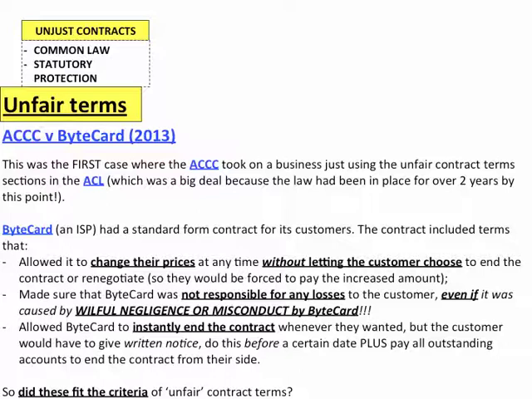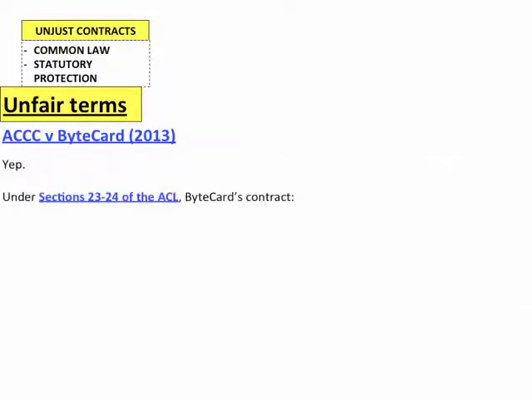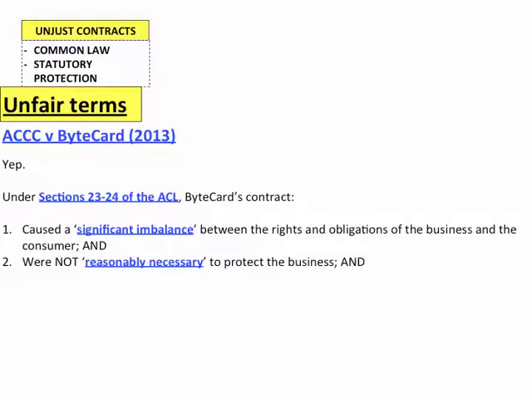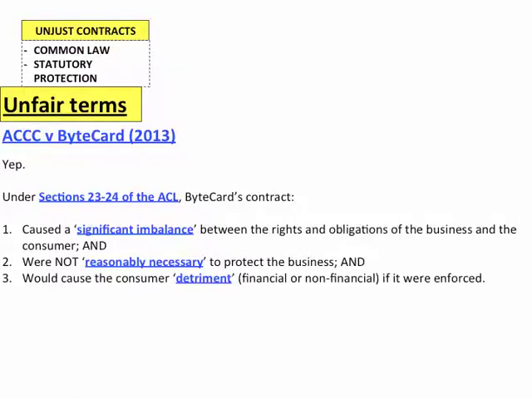It's under sections 23 and 24 of the Australian Consumer Law. ByteCard's contract, yes, it did cause a significant imbalance. Yes, it wasn't reasonably necessary to protect the business. It wasn't reasonably necessary to say that we are responsible for nothing ever. That's not necessary to protect the business. So yes, there was an imbalance. No, it was not reasonably necessary. And yes, it would cause the consumer detriment if it were enforced. If you enforce that against them, then every time a consumer wanted to cancel their contract or whatever, it would cause them a huge financial detriment. Right? So they proved the case here.